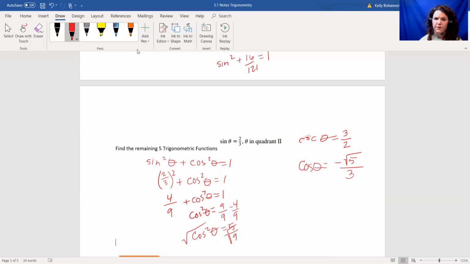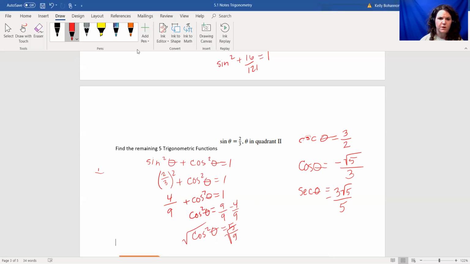So now I know that, which means I also know secant, because it goes with cosine. So I can flip this over, and I end up getting negative 3 square root 5/5 after rationalizing. So that's 1, 2, 3, 4. So I just need tangent and cotangent.